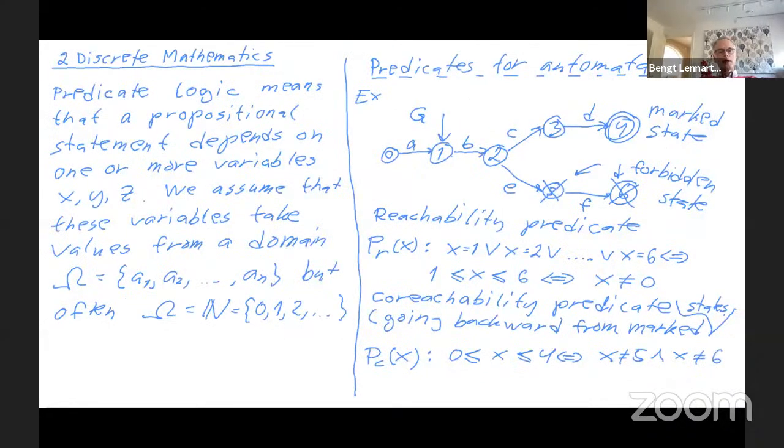So now I will quickly go on with discrete mathematics and predicate logic in this case.